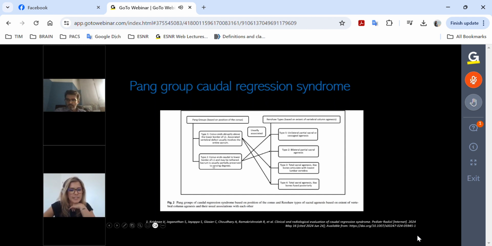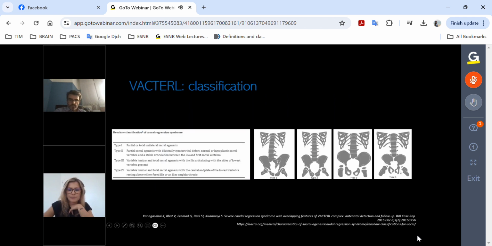If it's exactly at the lower border of L1, then it's a type 2, as in our case. And type 2 of the Renshaw types of sacral agenesis, in our case, what's a type 2? There was a bilateral partial sacral agenesis. And here are the different parts of the sacral agenesis. It's mild to more severe.